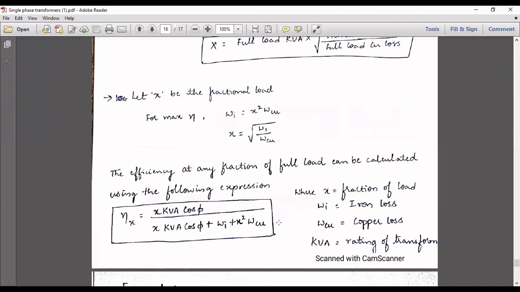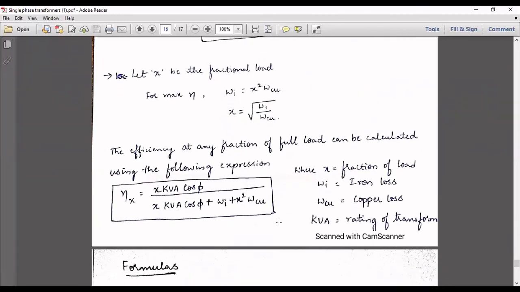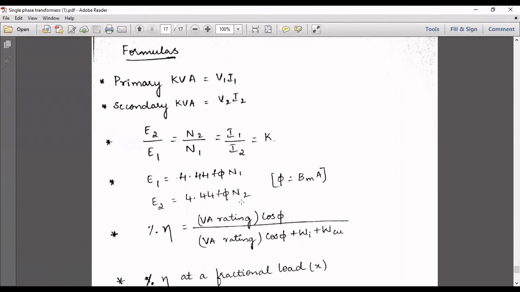By considering the full load condition or a loaded condition, the efficiency can always be obtained as you can see here. This is the expression which will be used at any fraction of full load. When we calculate the efficiency, it is always given by eta x is equal to x kVA cos phi divided by x kVA cos phi plus Wi plus x square Wcu. Always remember, this copper loss is a variable loss, so the load taken will also be a square of that, that is x square will be considered. Here x is a fraction of load, Wi is the iron loss, Wcu is the copper loss, and kVA is the rating of a given transformer. So this formula is used to calculate the efficiency at different fractions of full load conditions. These are some of the important formulas which have to be remembered when we solve problems in the transformer chapter.